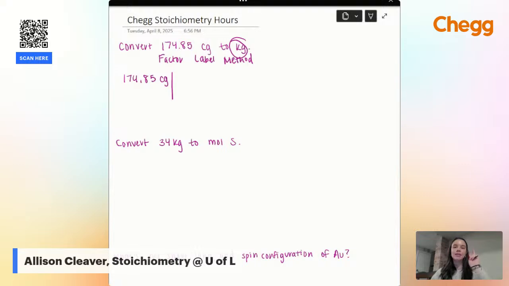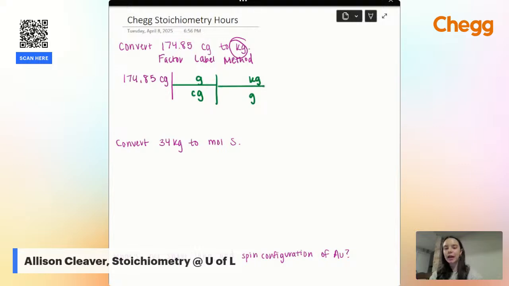And to do that, we're going to need two different conversion factors. If you said that our first conversion factor is going to be centigrams to grams, you're absolutely correct. So that's going to be our first conversion factor. And then we want to end at kilograms. So then we're going to put grams on the bottom, kilograms on the top.